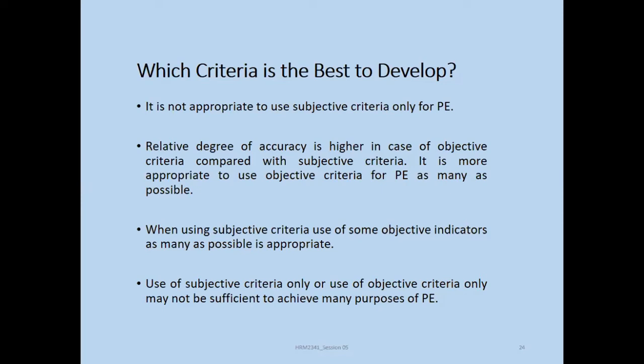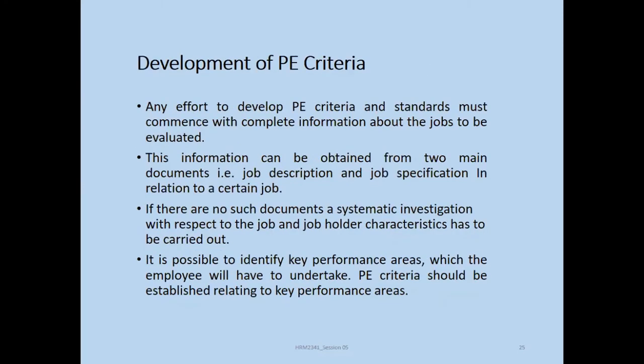There are two classifications we already covered. The first one is based on what factor: there are three, traits, behaviors, and results. Based on quantifiability, quantifiable or not, there are two: subjective criteria and objective criteria. Then when we develop the performance evaluation criteria, it means what factors we are going to evaluate the job performance.